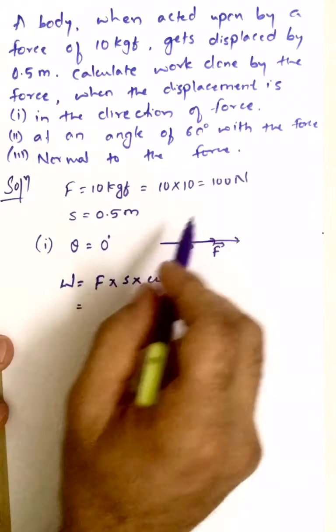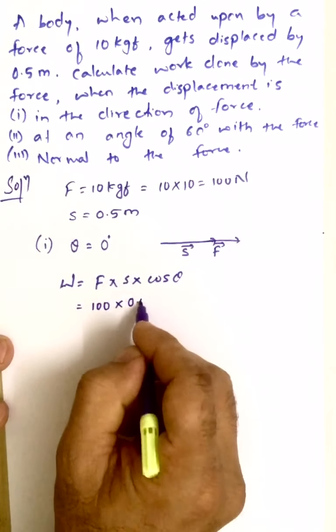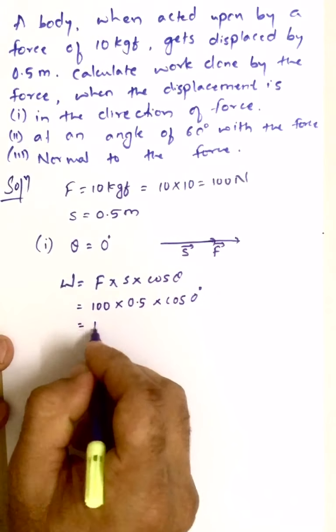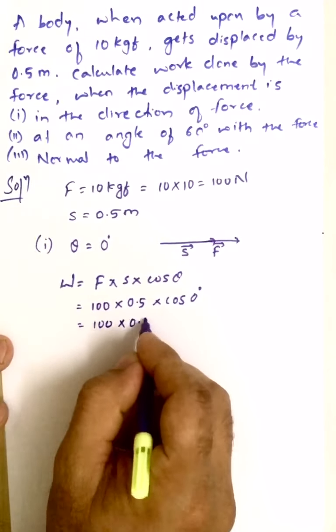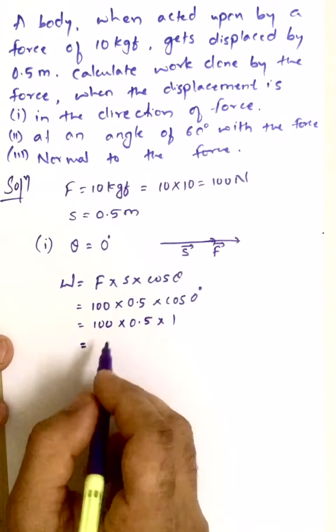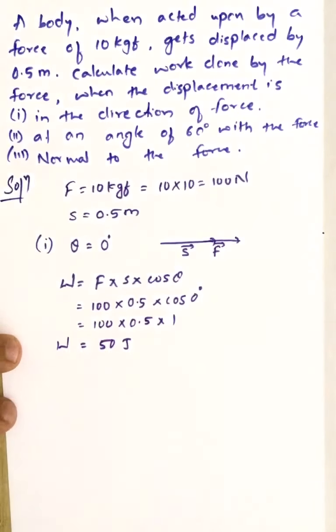So what is force here? 100 Newton. What is displacement? 0.5, into cos 0 degree. That is 100 into 0.5 into 1. That is 50 joules. Unit of work is joules. This is the first one.